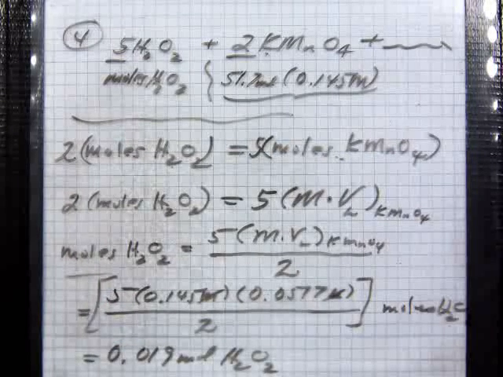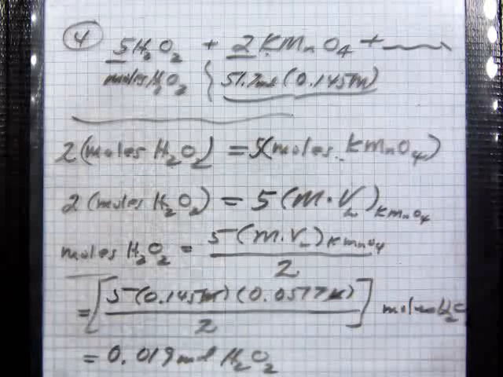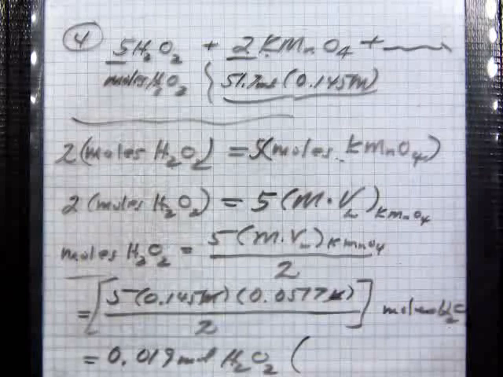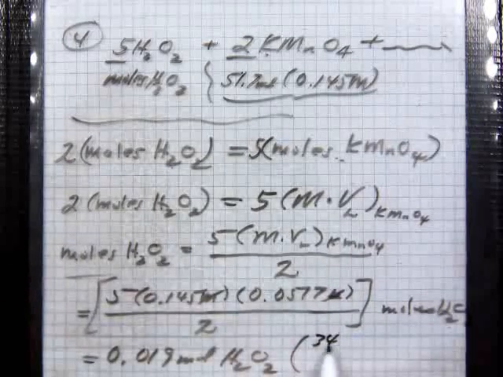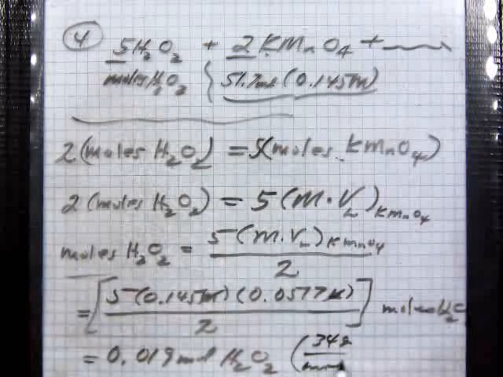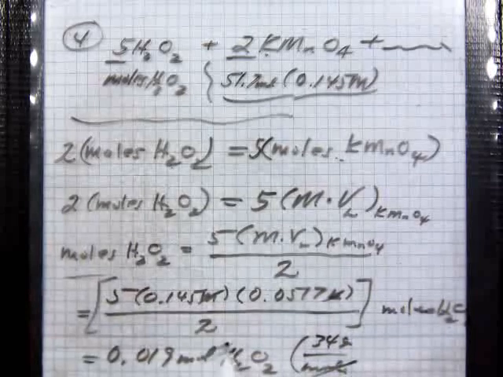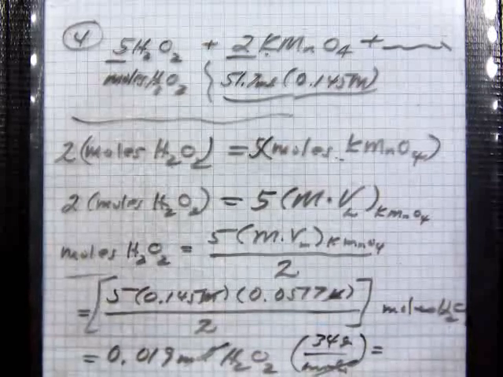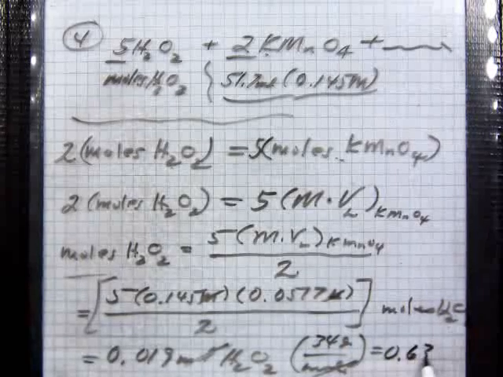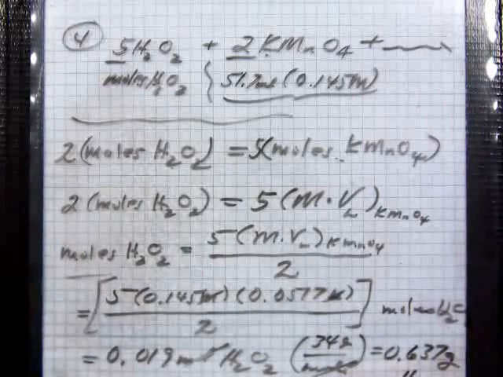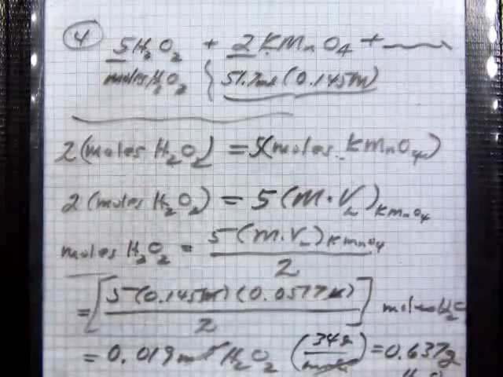Now, in order to calculate a percentage, I need to convert moles to grams. So we need to multiply it times the formula weight. There's 32, 34. That's 34 grams per mole. And so the grams turns out to be 0.637 grams of H2O2.